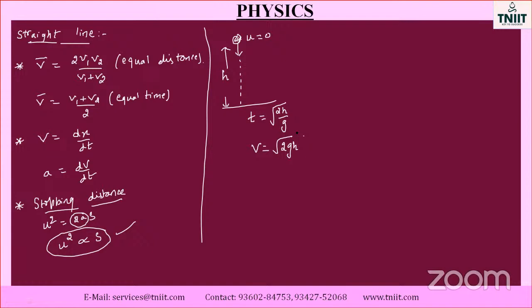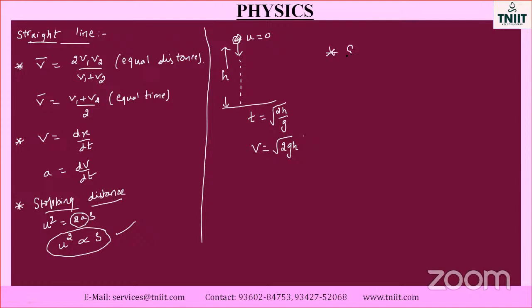Please remember, whenever the particle is just dropped, the velocity of the particle when it reaches the ground is root of 2gh. And the time taken will be root of 2h by g. Remember these two formulas. In addition to this, you have to remember one more formula, students.